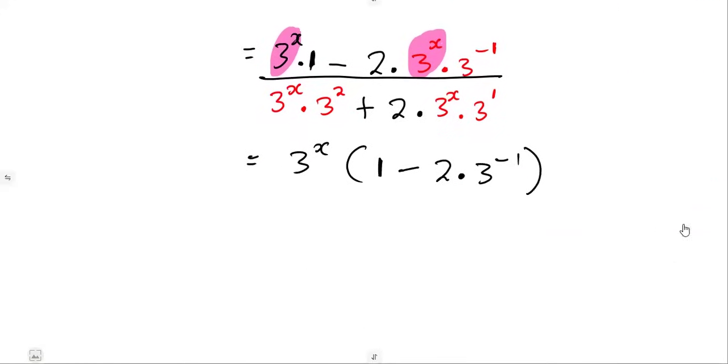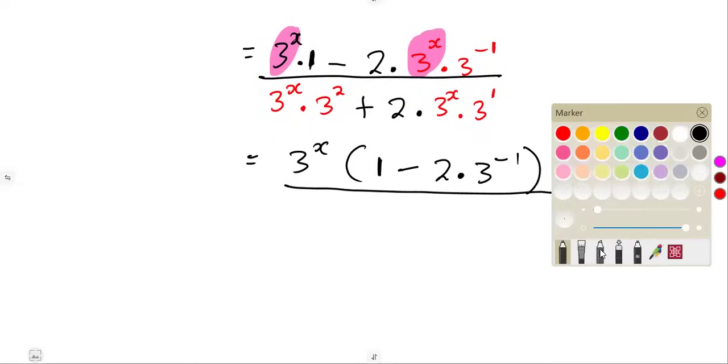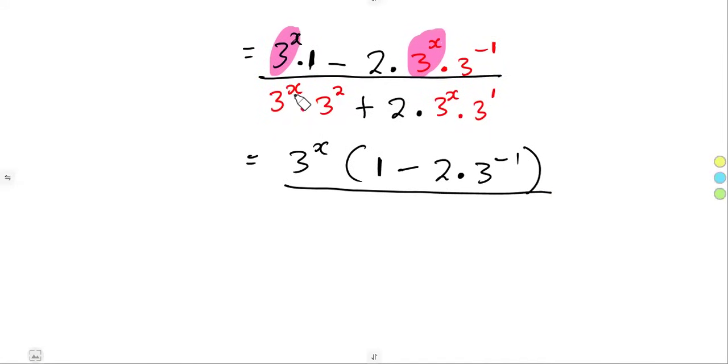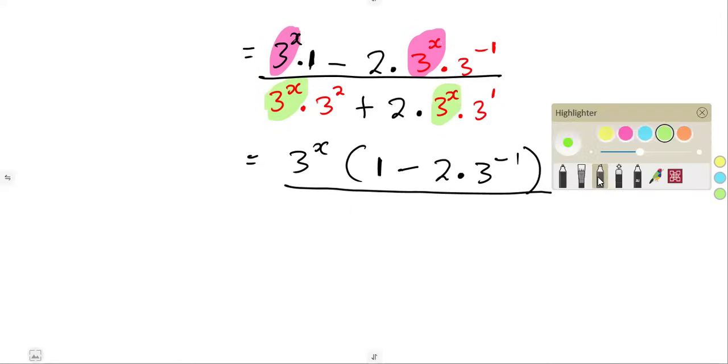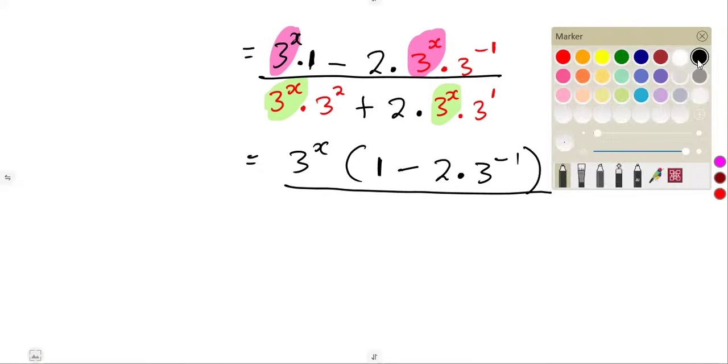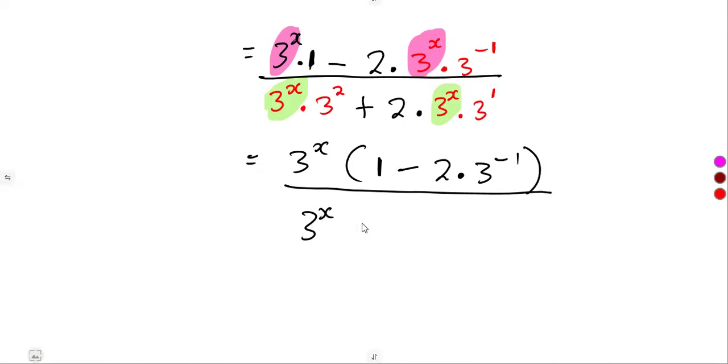Same thing with the denominator. We factor out the 3 to the exponent of x, which is common. There's a 3 to the exponent of x here. There's a 3 to the exponent of x here. So let us factor it out. So factoring out the 3 to the exponent of x, you are going to remain with this part.